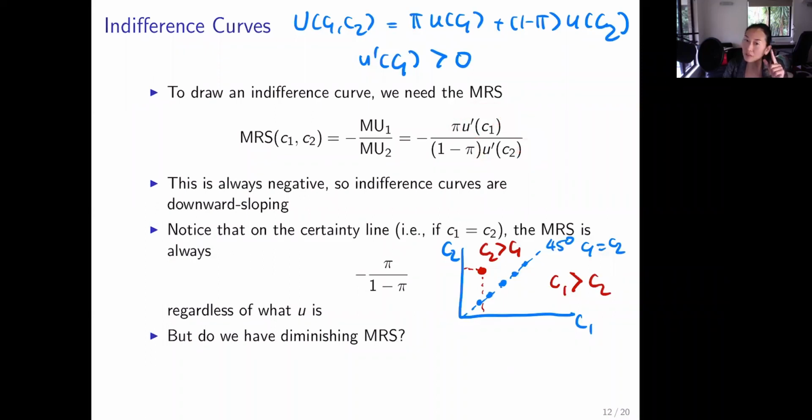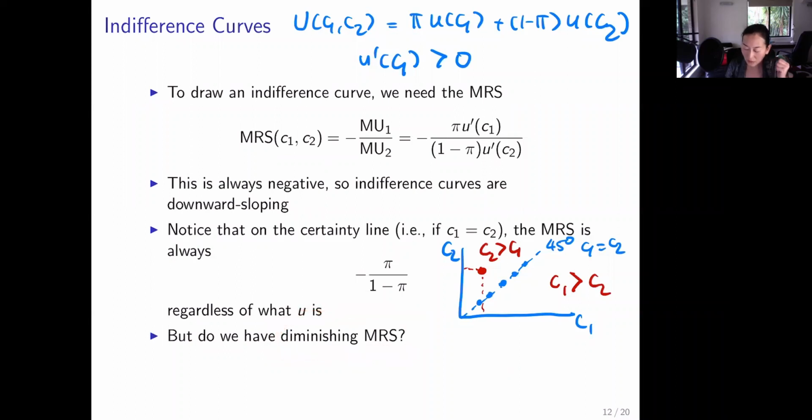And now what we need to see is how it affects the relative change between these two terms. So do we have diminishing marginal rate of substitution? What does it mean by diminishing marginal rate of substitution?